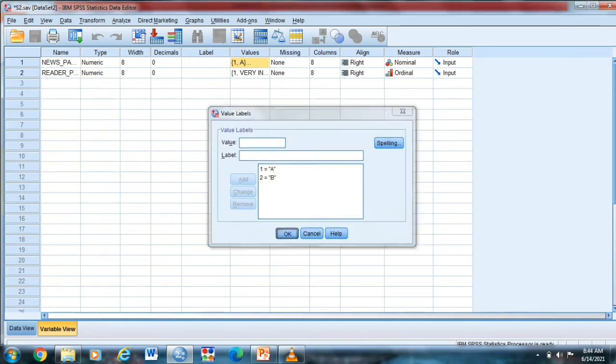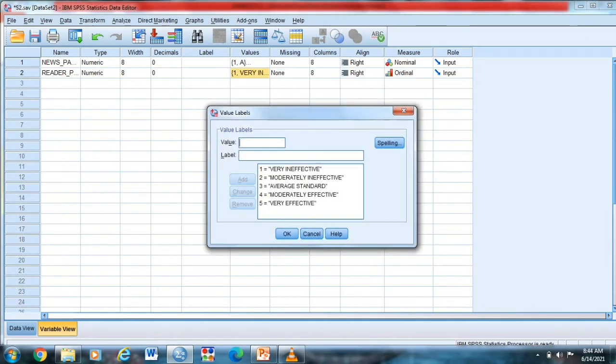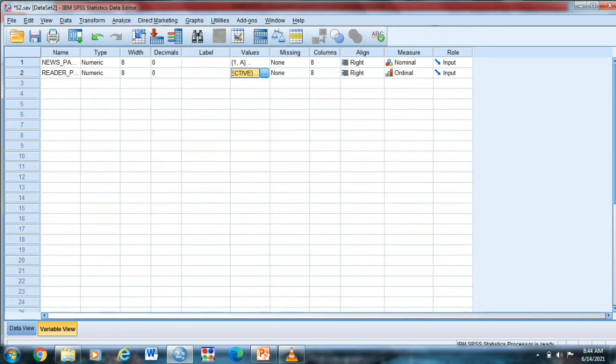And then, dito tayo sa another, sa reader perception. So, our reader perception, meron tayong Likert scale na 5. We have number 1, ang value natin sa 1, we have very ineffective. Number 2, moderately ineffective. Number 3, average standard. 4, moderately effective. And number 5 is the very effective. Okay, so i-okay natin. And then, our newspapers is nominal measured dito, and ordinal siya dito sa reader perception.